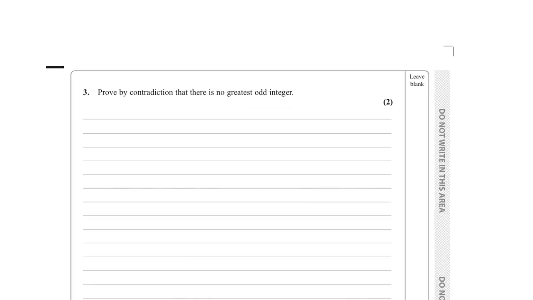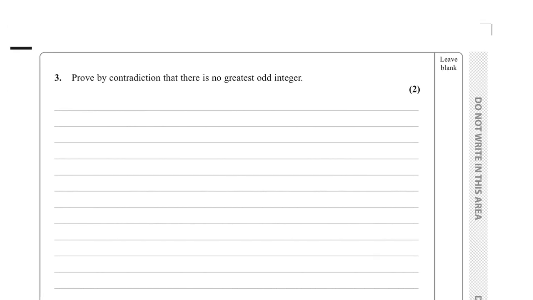Okay, question 3. And I know what you're thinking. Wow, for 2 marks. And you're probably thinking, where on earth do I start? I know we haven't, as a class, done proof yet. However, I'm going to show you how to get 1 mark on this. Okay, so prove by contradiction. Does anyone know what a contradiction means?